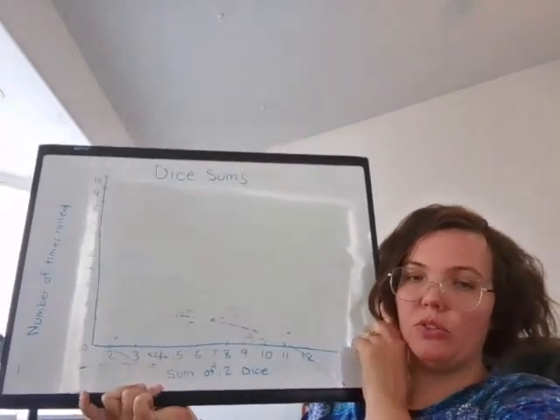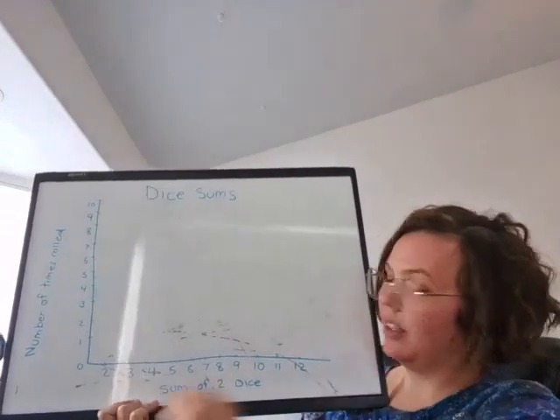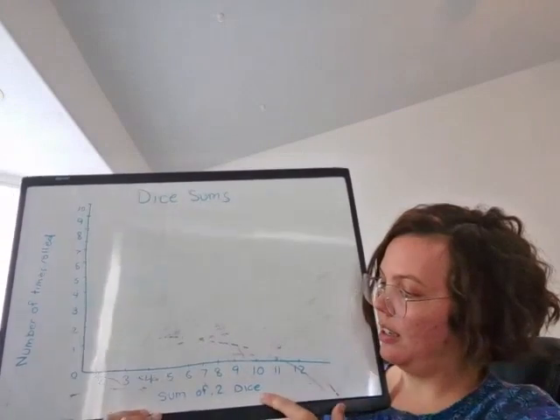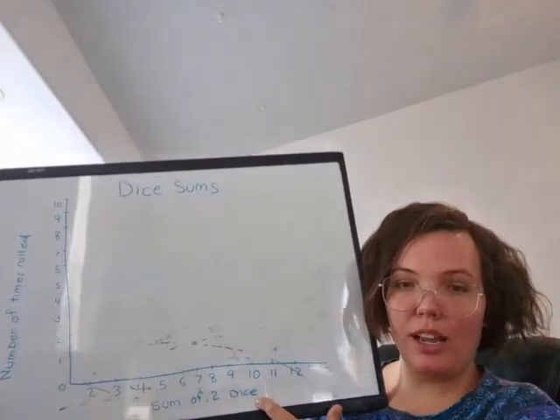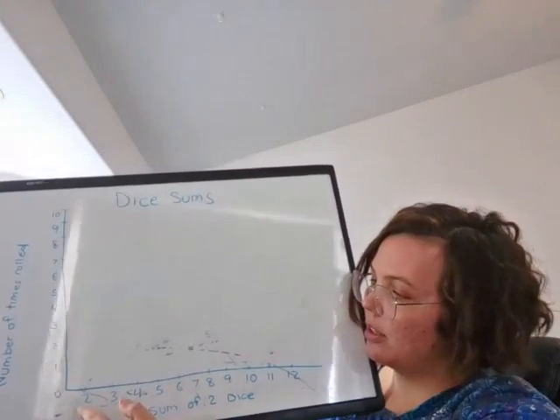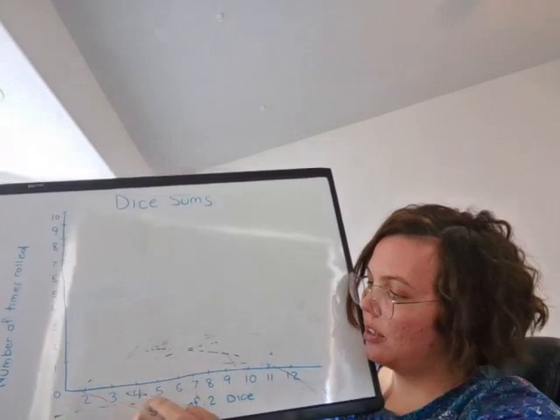Do you remember from the story and from what we've talked about previously? Yes, thank you, Claire. Horizontal is down here. What is this? Sum of 2 dice. Yep. So these are the sums of 2 dice. So the sum could be 2 or 3 or 4 when we roll 2 dice.